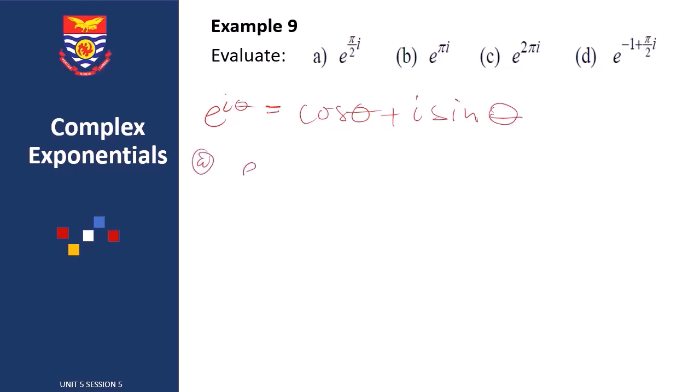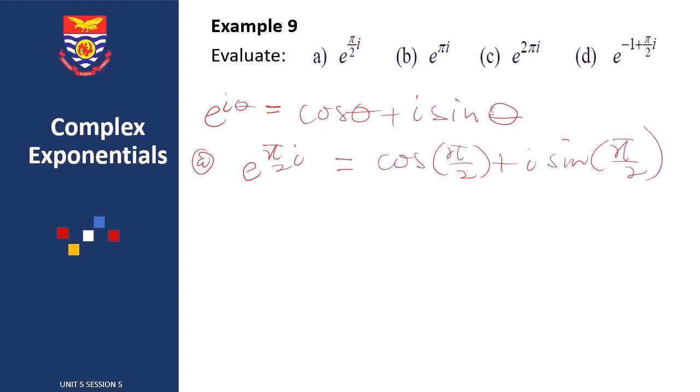So a is e to the power i pi on 2, which will be equal to, so what do you see? You can see that I can get cos of pi on 2 plus i sine of pi on 2.